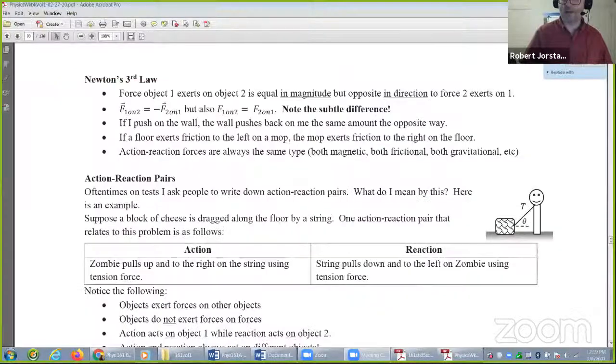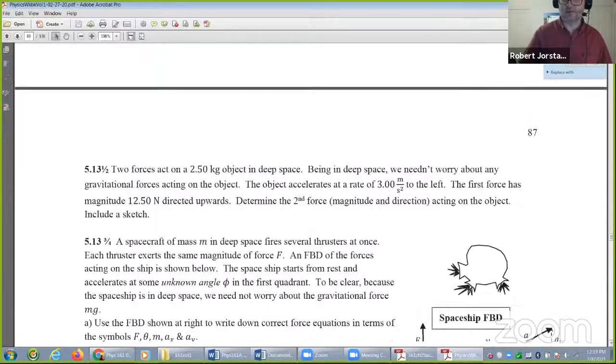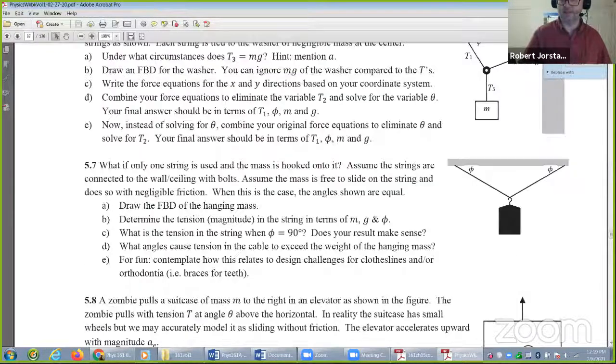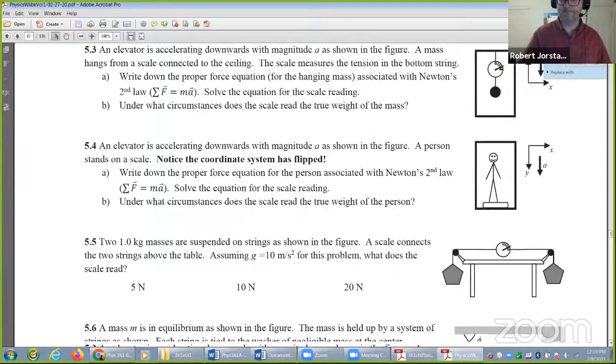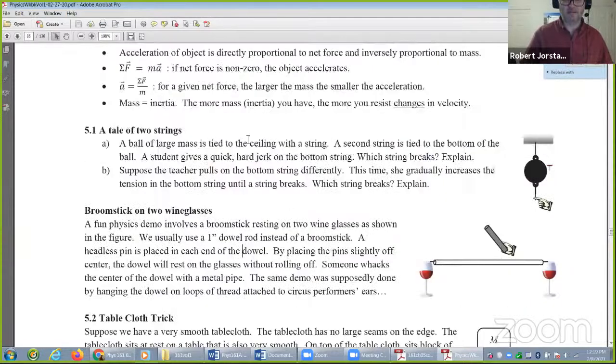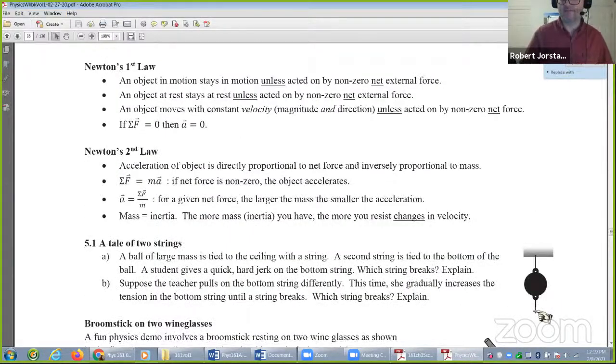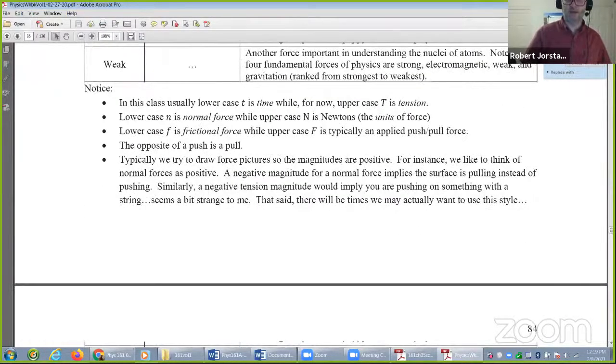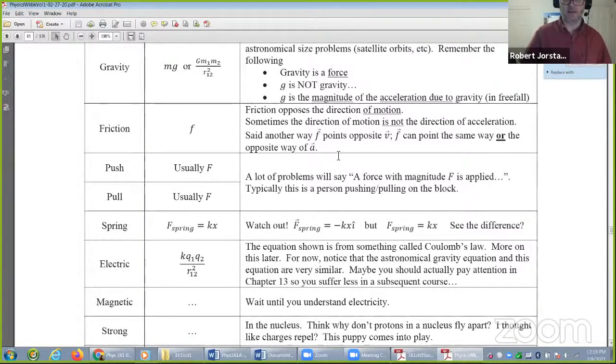I'm going to go back to page 83 for reasons that will become obvious in a second. Let's see here. Whoops, is this it? Oh, one more page. Sorry. Sorry about that. I guess if I was smart, I would have used this page number up here.